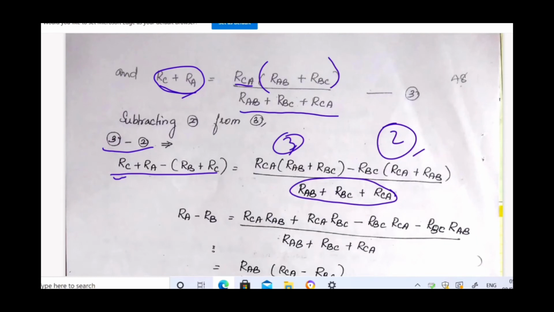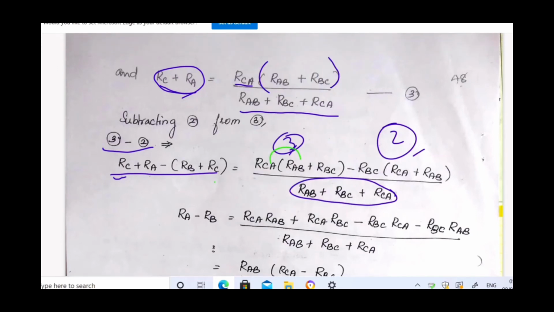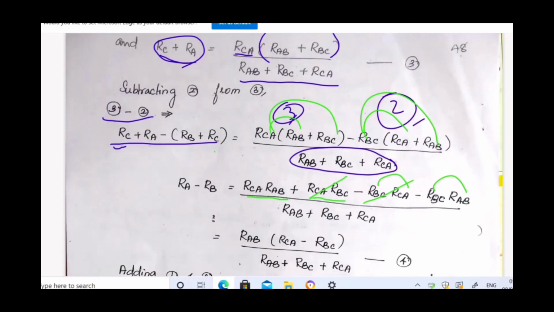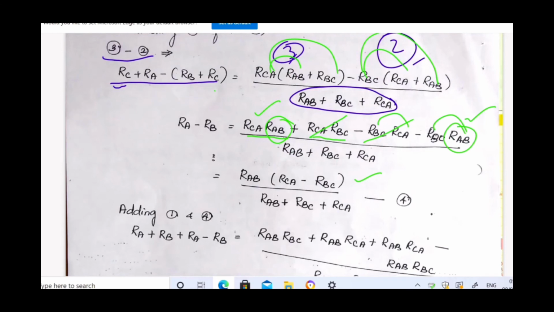What will happen? Multiplying out RCA RAB, RCA RBC, then RBC RCA, RBC RAB. Now here RCA RBC plus and minus get cancelled. So we will get only RCA RAB minus RBC RAB. RAB is common, take it as a common term, and the rest of the terms frame equation number 4.